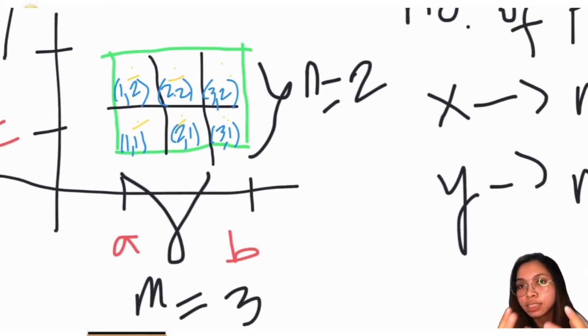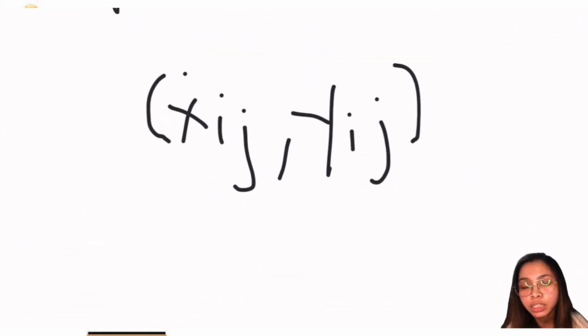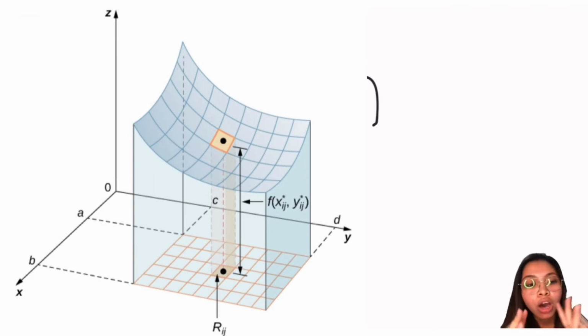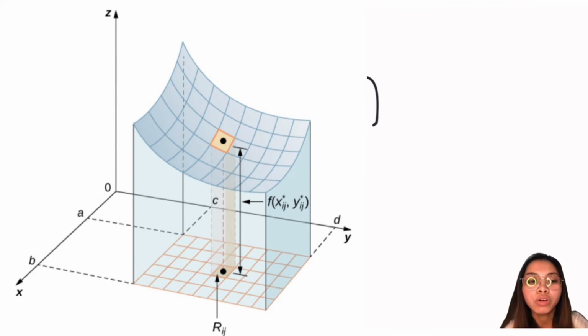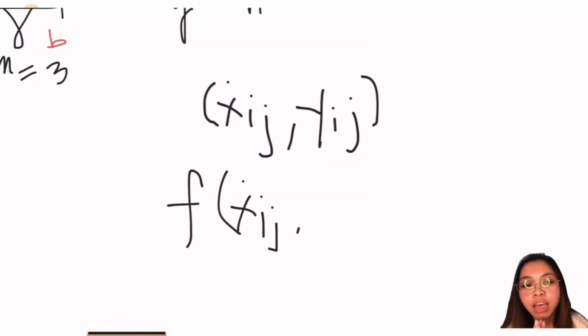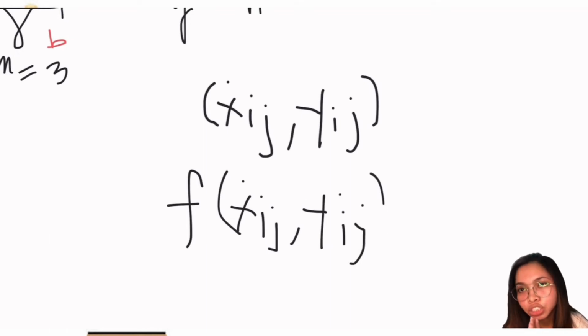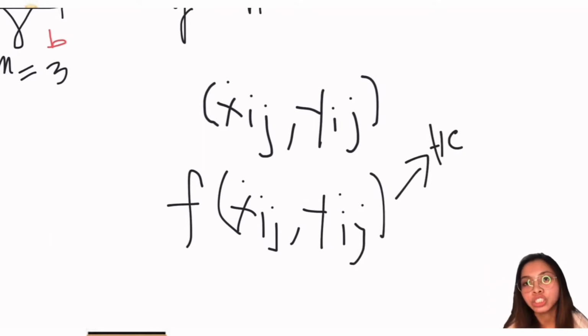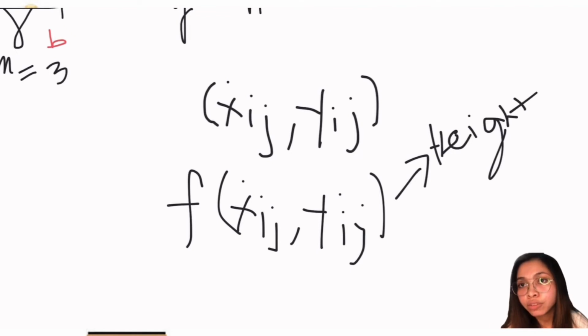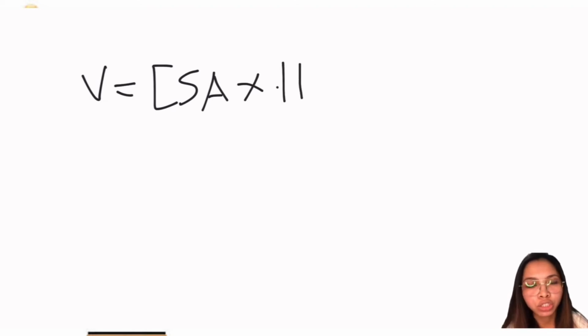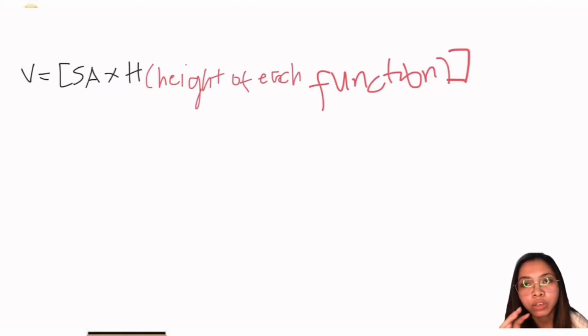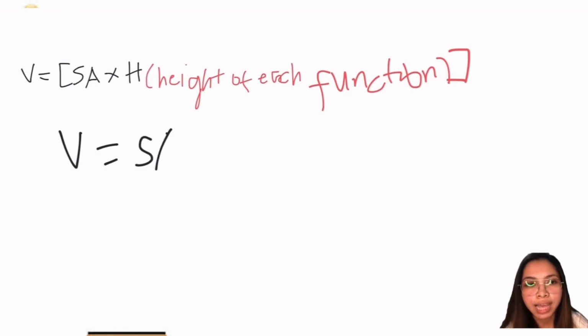So next step is we need to plug it in to find the height of this region. We all know that functions always give height. So we have this f of x sub ij star and y sub ij star. So to find the volume, we need to have a surface area times the height of each function. So we have this volume is equal to surface area times the height.